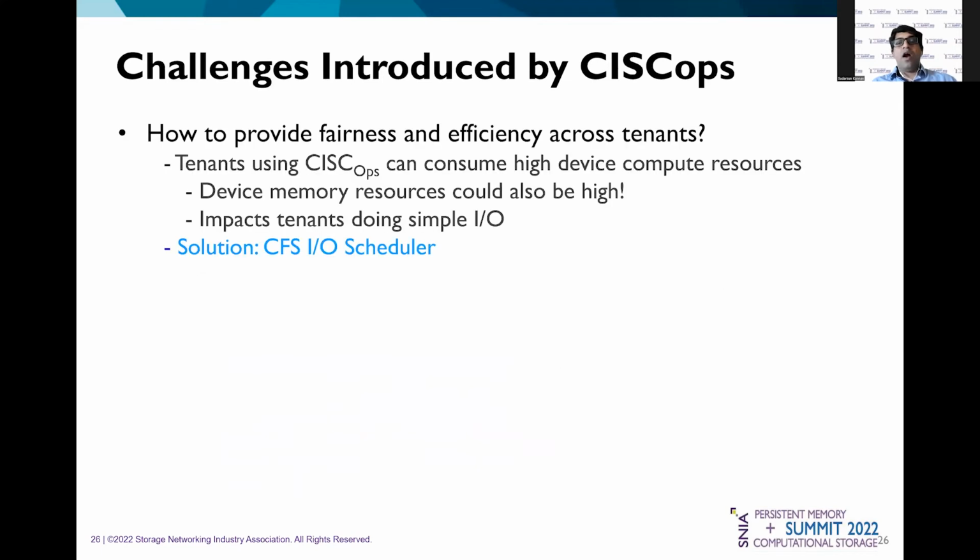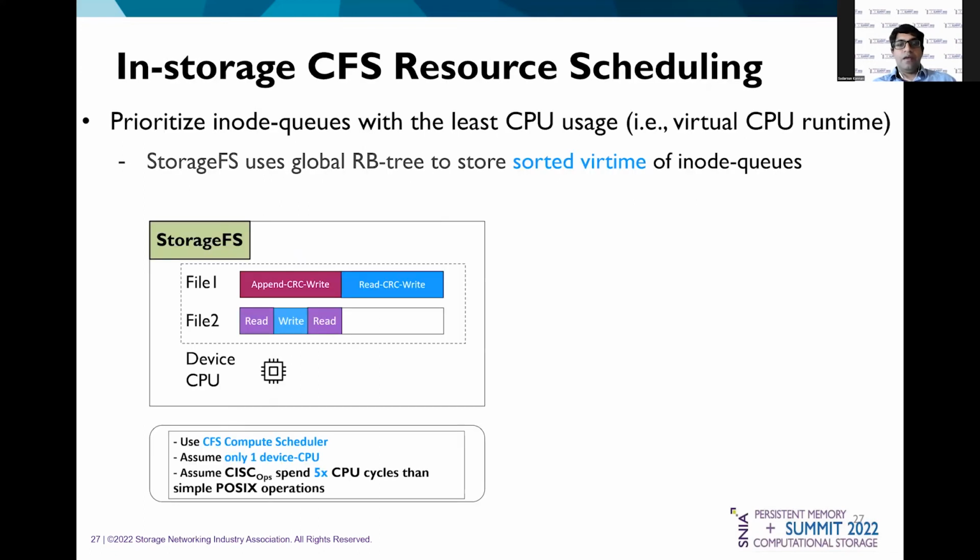The next challenge is what happens if there are multiple tenants that are issuing IO intensive operations. Some of these operations could be computationally intensive. Some of these operations could be intensive in terms of memory usage. So our inspiration is to take something from compute schedulers, for example CPU schedulers, like the completely fair scheduler, and apply it to computational storage devices, because they're also doing IO and computation.